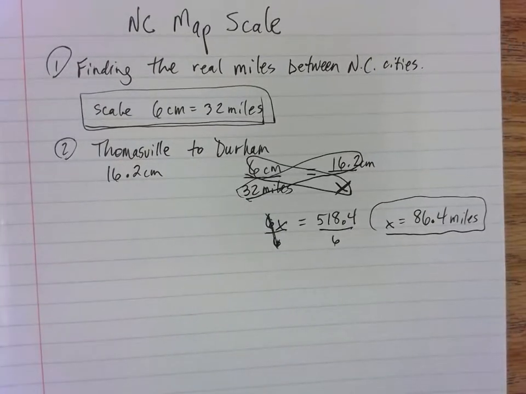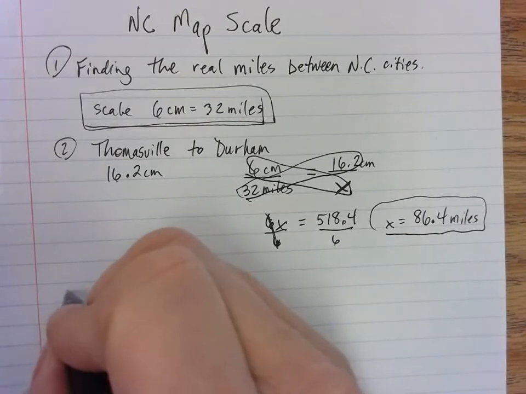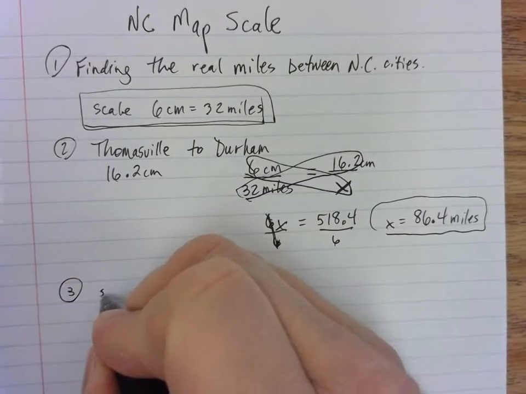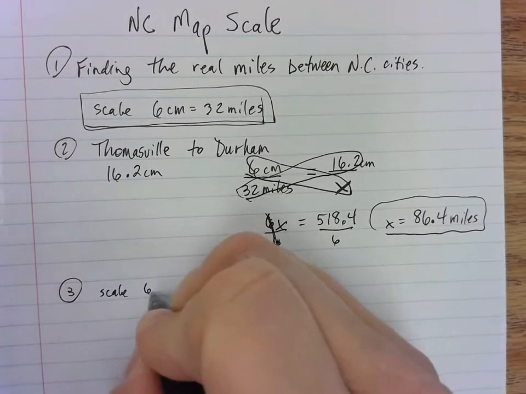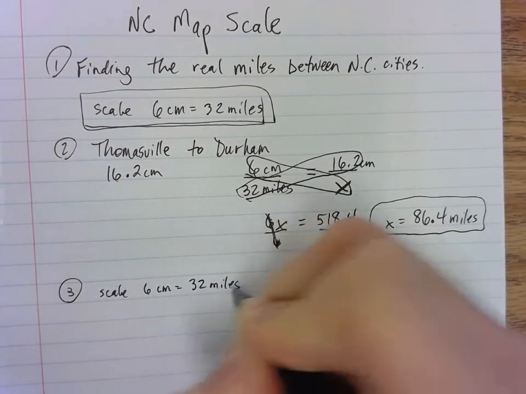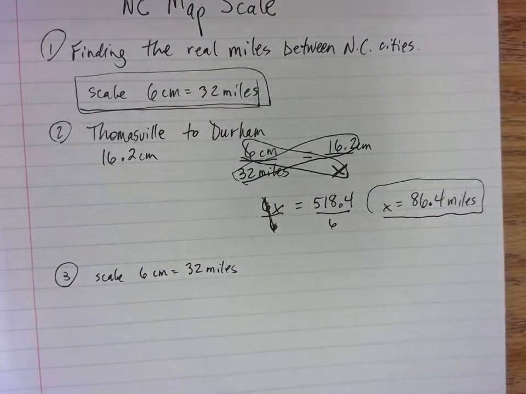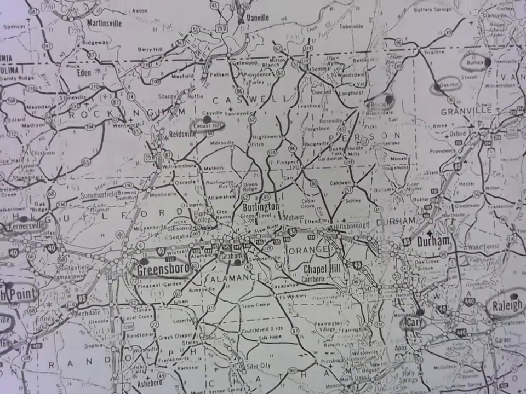All right, so let's do another one using that same scale. We'll do 2 with the first scale and then 2 with the other scale. So our scale we're still using here is 6 centimeters equals 32 miles. Okay, going to keep that same scale for this problem. Let's see, let me look on here. Let's find us some towns that we got around us here.